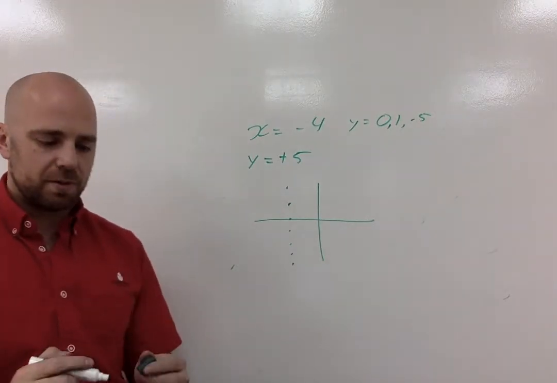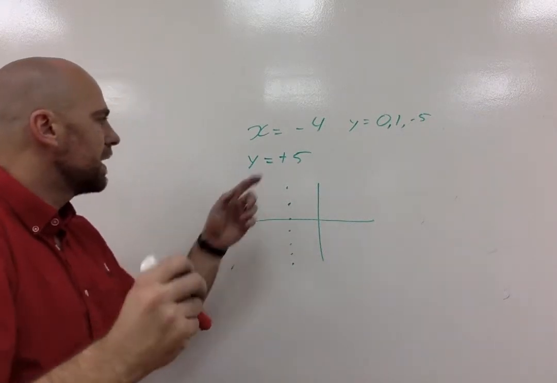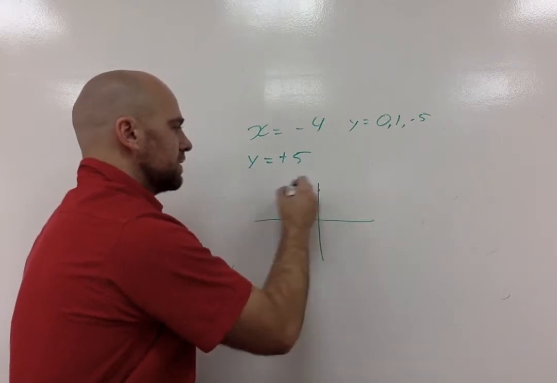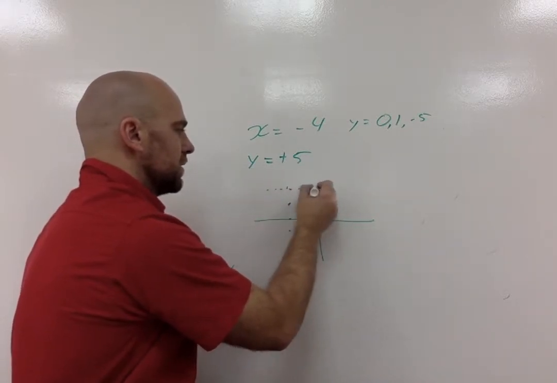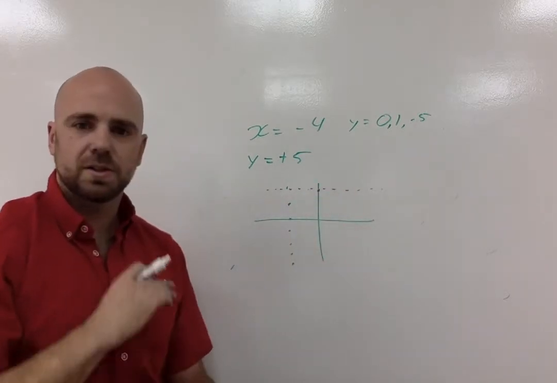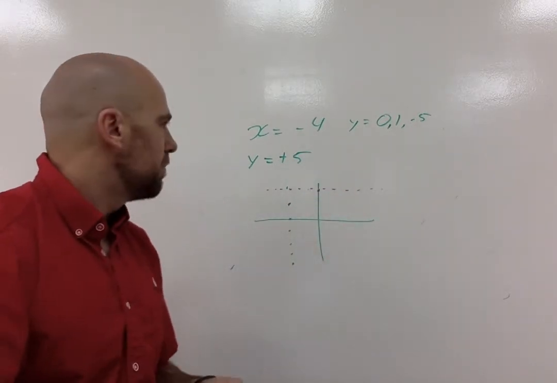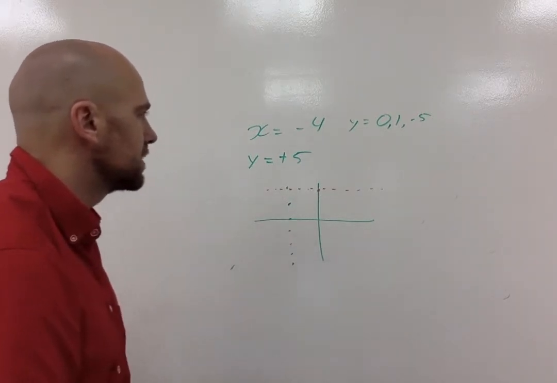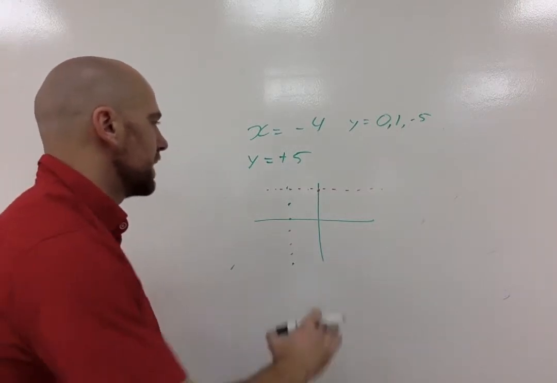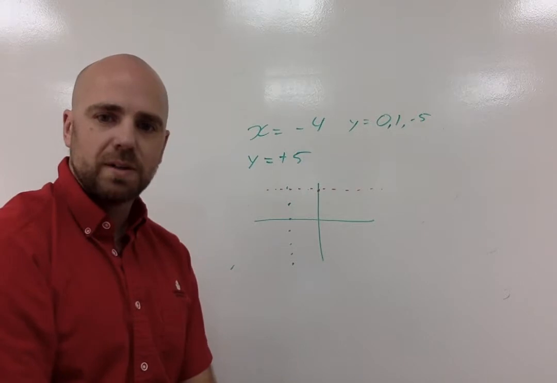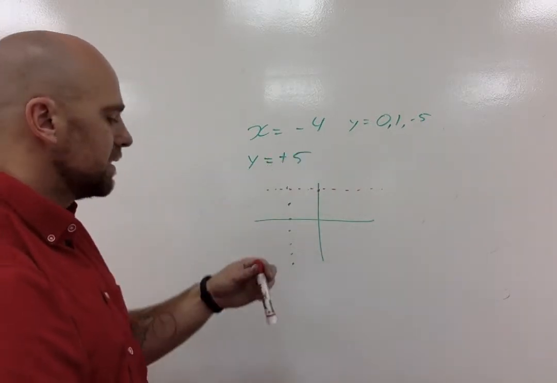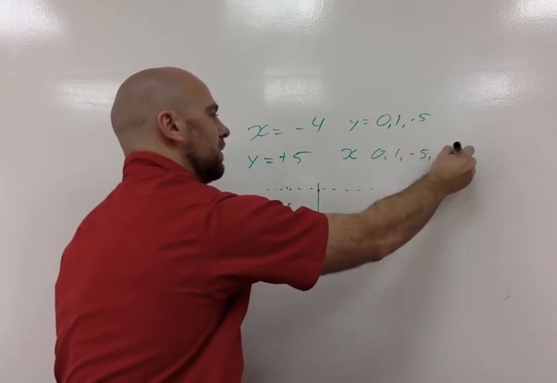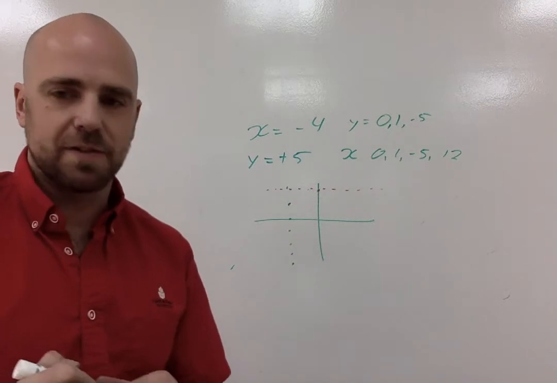If I'm looking at this other one, where I have y equals positive 5, so my positive 5 is going to be here, this is going to be a relationship that is just going to go horizontally. I don't have any information for my x, but my y is always going to be at positive 5. So this is the constant. What can change is my x: it can be at 0, it can be at 1, it can be at negative 5, it can be at 12. My y is always going to be at positive 5.